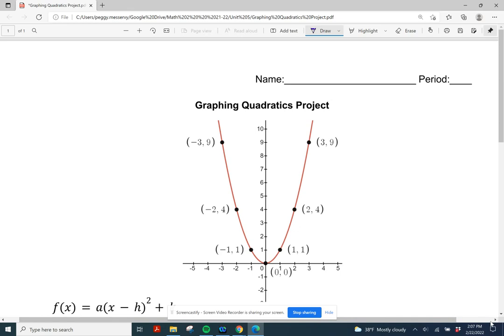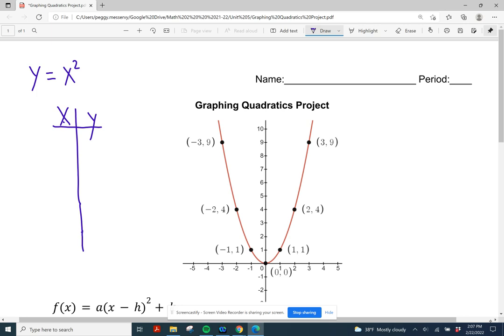All right, today's assignment, we worked again on graphing quadratics, and this is a little project that I had students work on in class. This is the worksheet, and when we talked about this, we actually created a table of values, and I had everyone make a table of values for the equation y equals x squared. And I'm going to remind you of how that works.